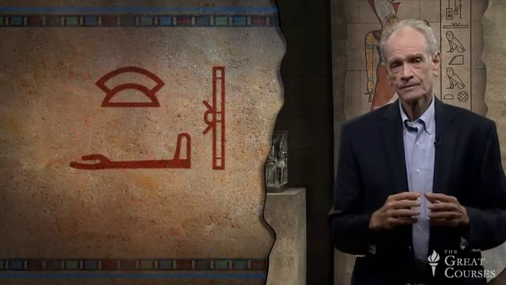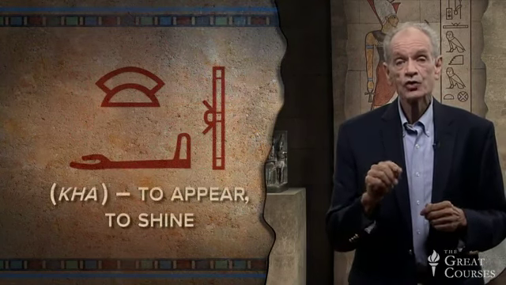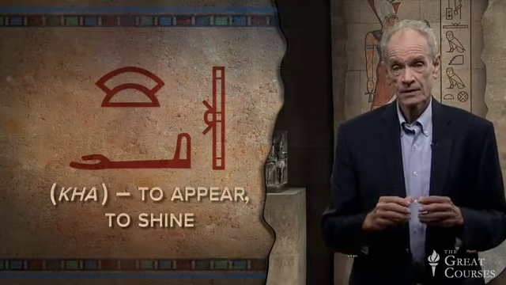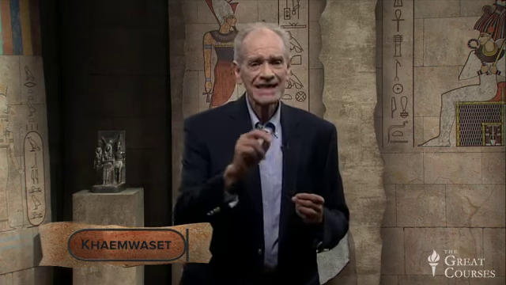Here's our next word. It was pronounced cha and means to appear or shine. One of the sons of Ramses the Great was named Cha-em-Wasset. Can you figure out what his name means? We have the cha, so we just have to get the wasset. All you need is the M or owl. Yes, shining in Thebes.